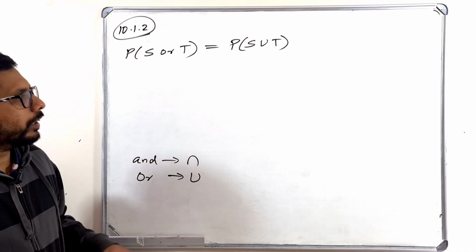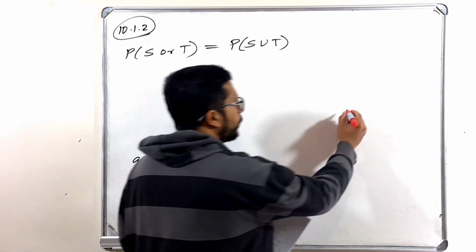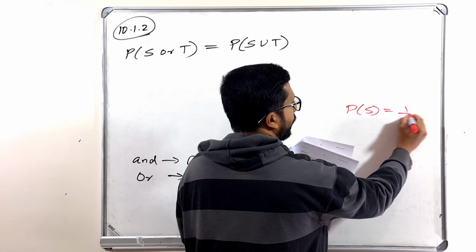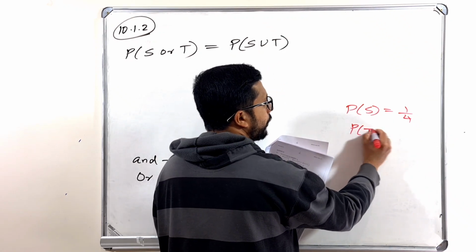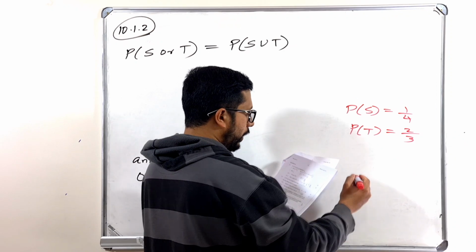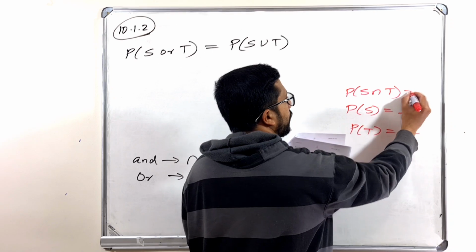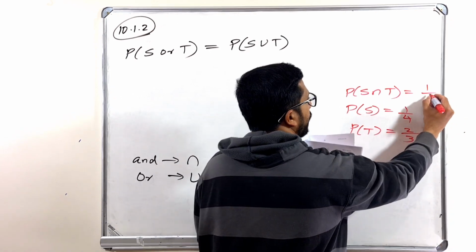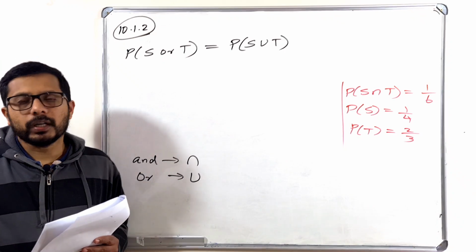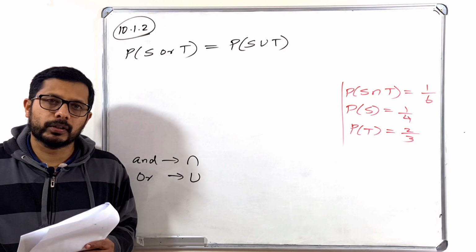Okay, so before I continue that question, what is given? The probability of S is given as 1 over 4, and the probability of T, which we got on the previous question, is 2 over 3, am I right? And the probability of S intersection T, given in the question, is 1 over 6. We want those quantities. Now what is the probability of S union T? How can we expand that one?